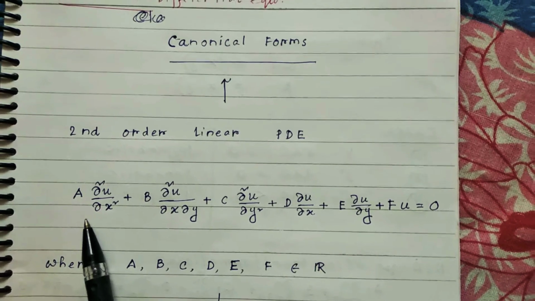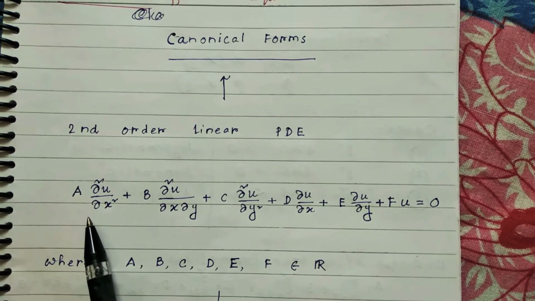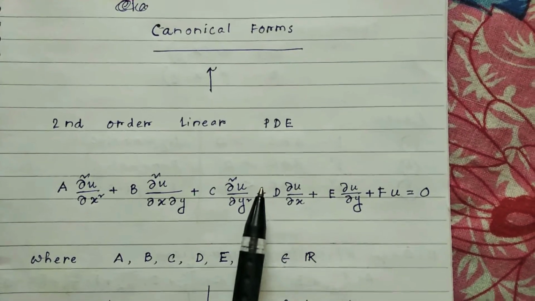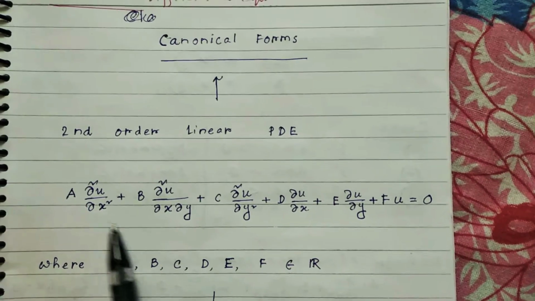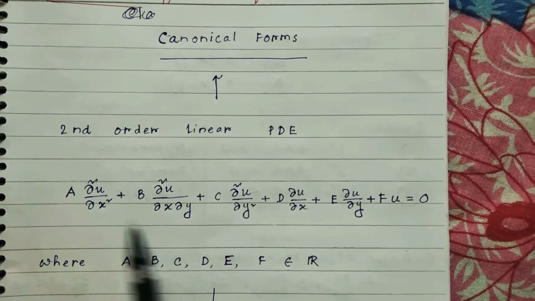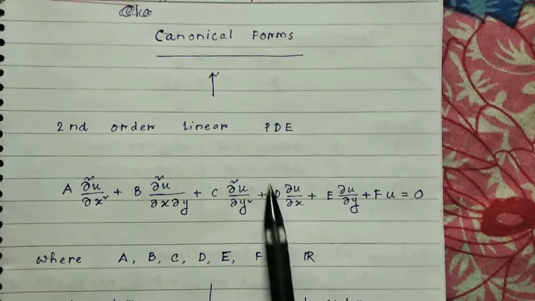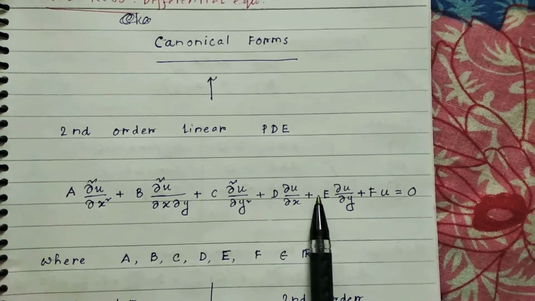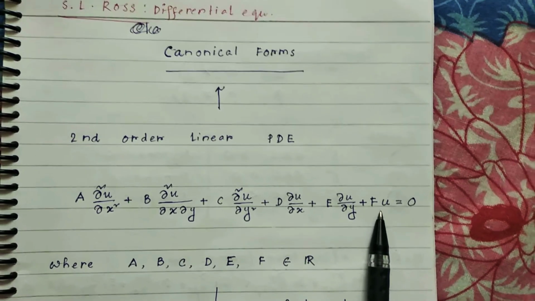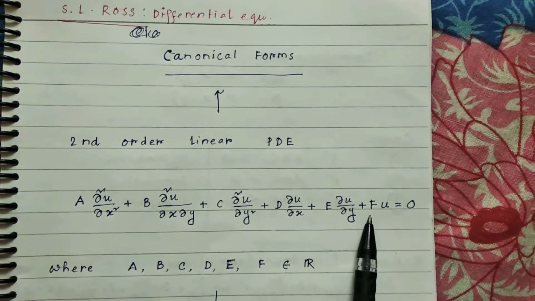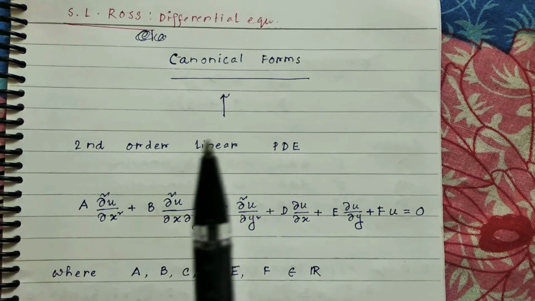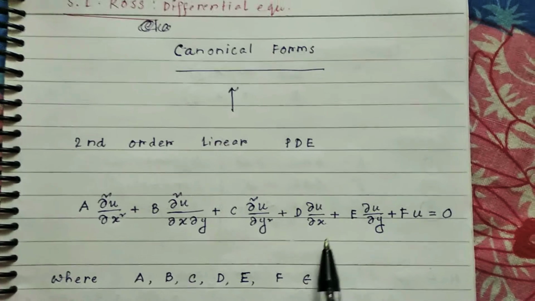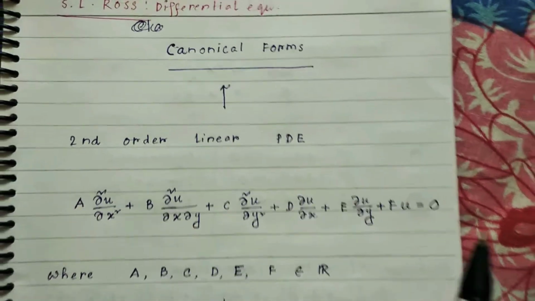Any second order partial differential equation which is linear can be written in this form. This is our second order term. These are all first order terms. A, B, C, D, E, F are all coefficients. Basically they can be some functions, but here we will take A, B, C, D, E, F all as constants or real numbers.